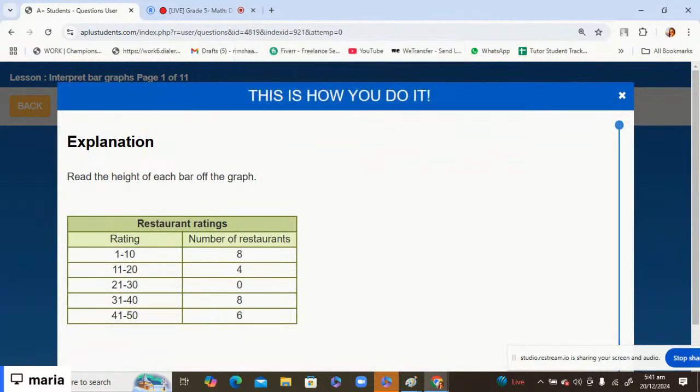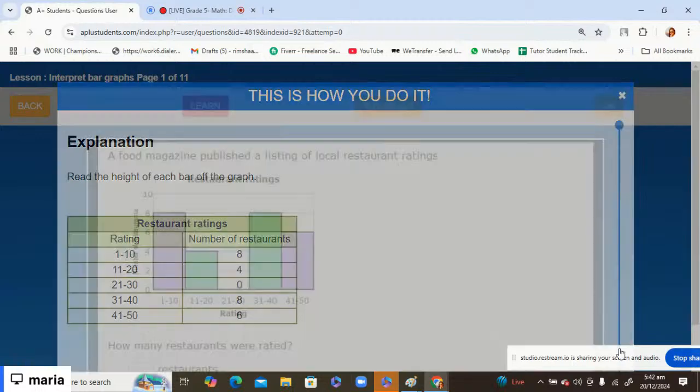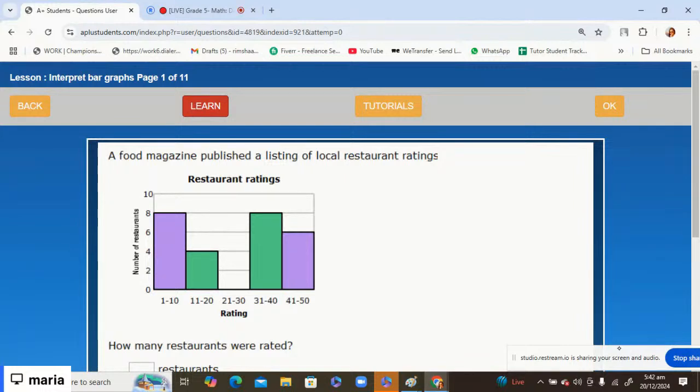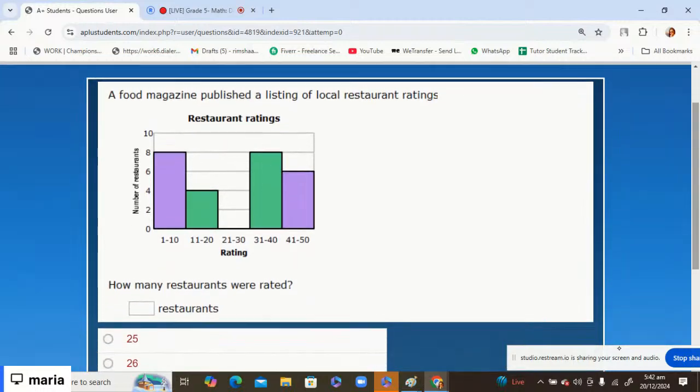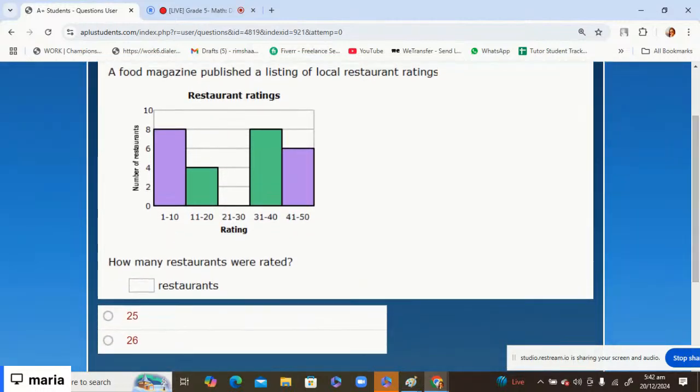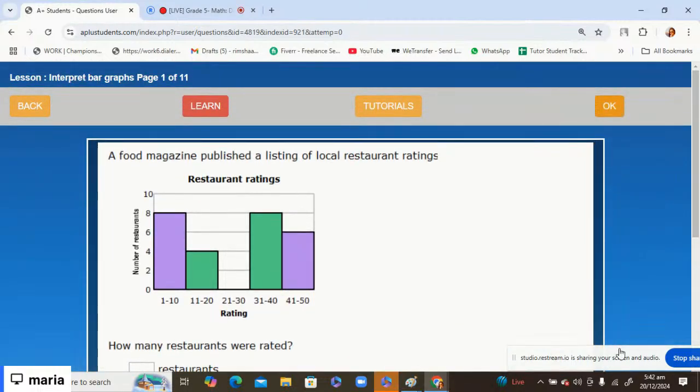1 to 10 it's 8, 11 to 20 it's 4, 21 to 30 it's 0, 31 to 40 it's 8 again, and 41 to 50 it's 6, okay? We're going to add them all. 8 plus 4 is 12. 12 plus 8 is 20. 20 plus 6 is 26. Let's go with the 26.